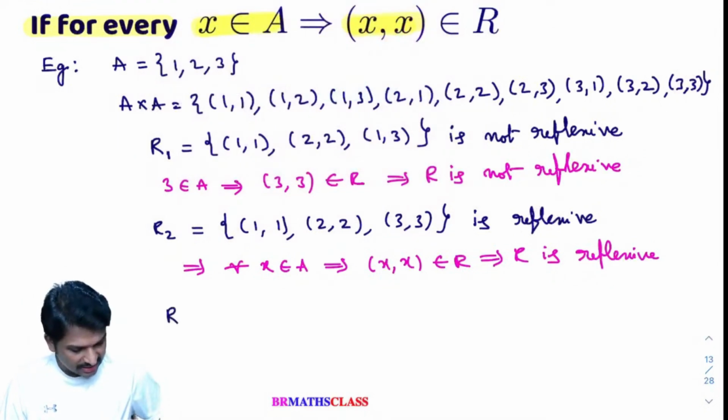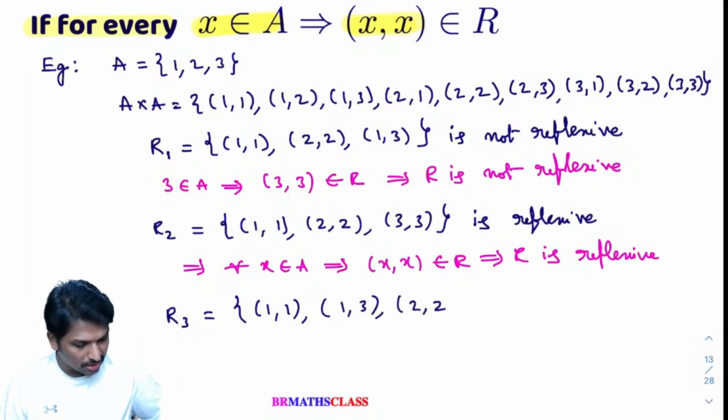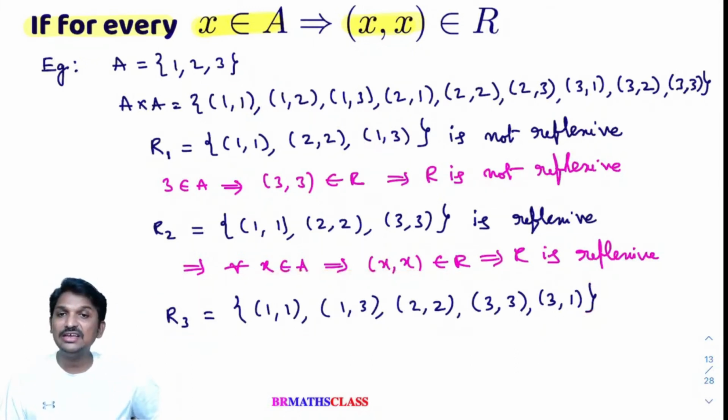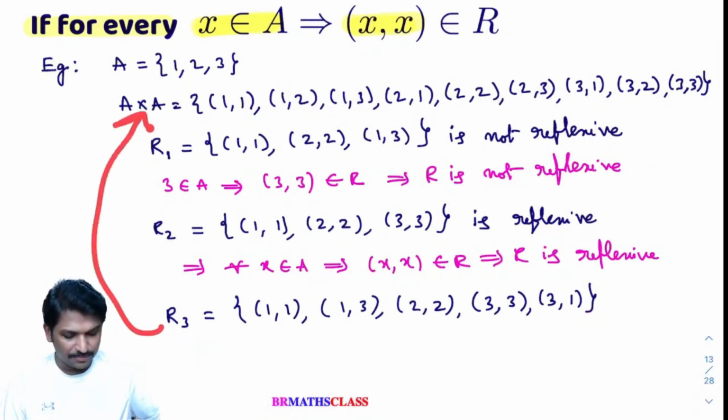R3. I'll take R3 like this: ordered pair (1, 1), (1, 3), (2, 2), (3, 3), (3, 1). I have taken one relation like this. First point: R3 is a relation on A. If R3 is a subset of A cross A, then R3 is a relation on A.